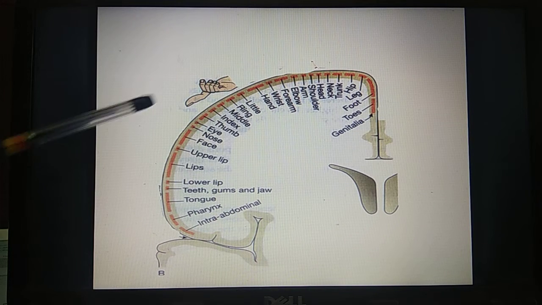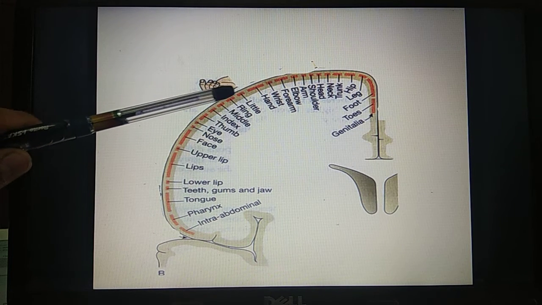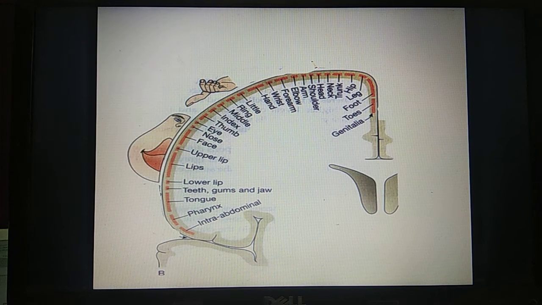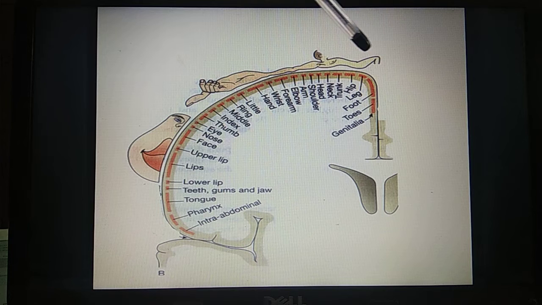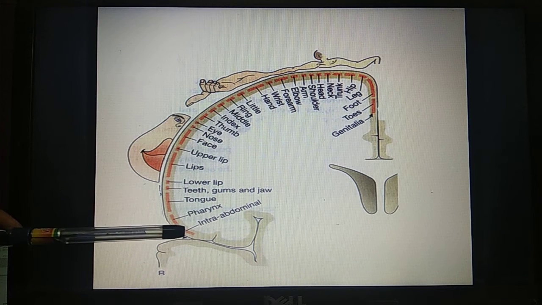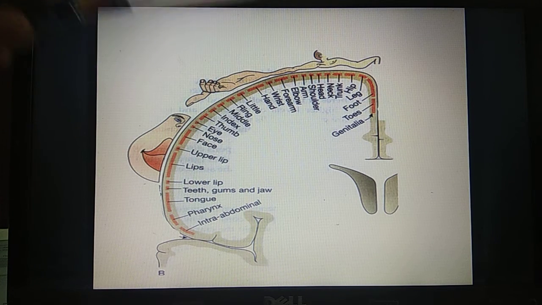See the proportion. This is the finger area. These fingers are there: little finger, ring finger, middle finger, index finger. See the lips area. A big area is there. Elbow. And see the whole remaining body now. So this is called a small man, which is called a homunculus. And as it is receiving the sensation, it is called the sensory homunculus. So the whole body is represented there in the cortex.